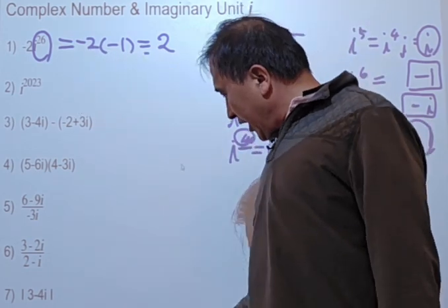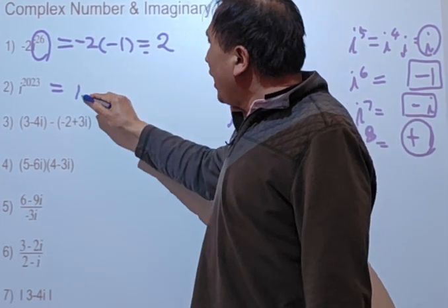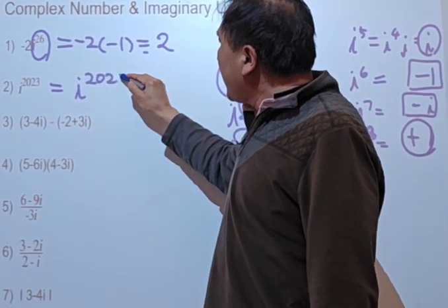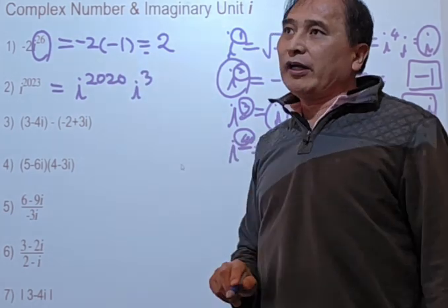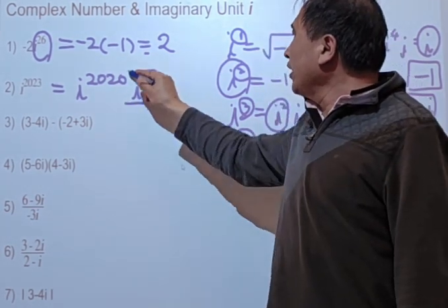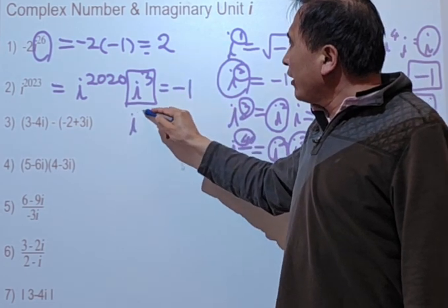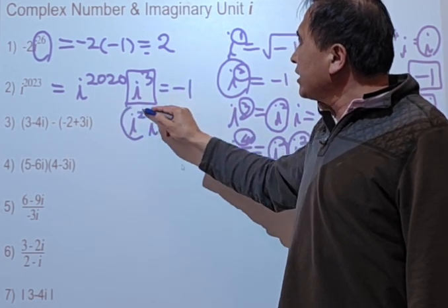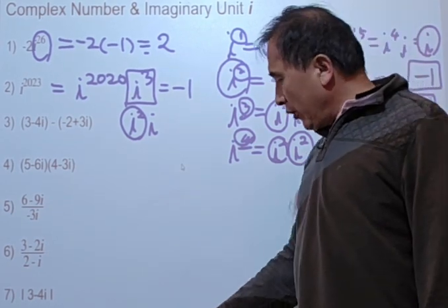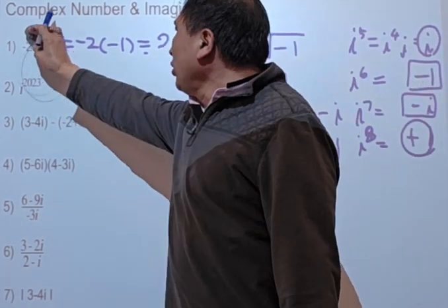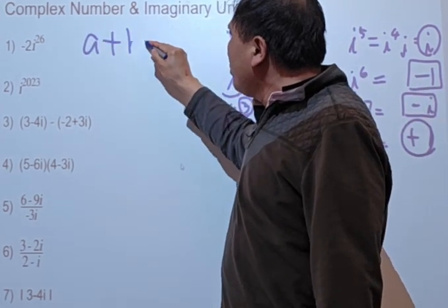And now this, i to the 2023rd power. So i to the 2020th, that's a multiple of 4, and i to the third power, right? So i to the third power becomes what? -i. If you don't memorize it, you can do it as i to the second times i. This is -1, so they become -i. Everybody got it?